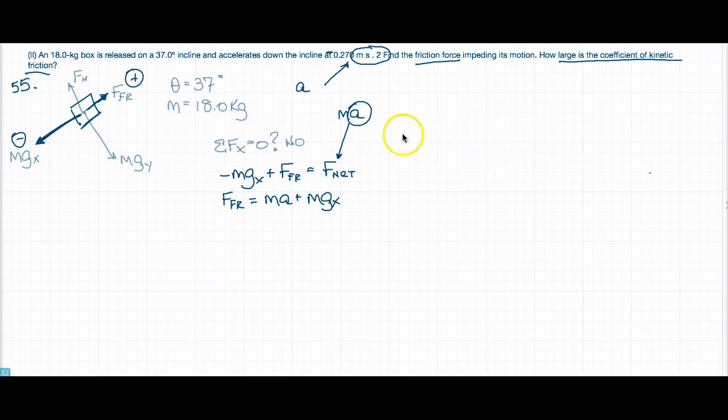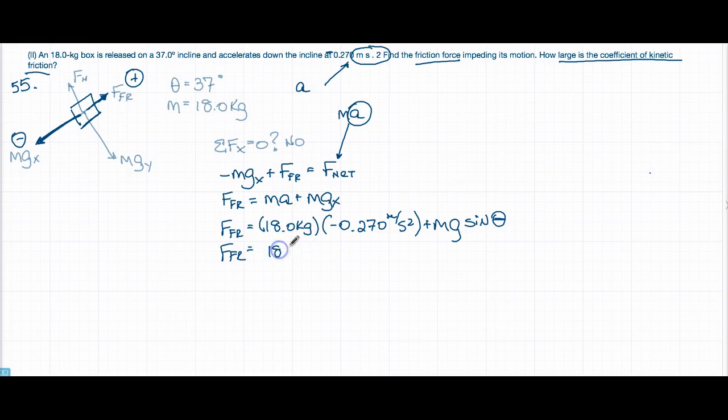All right, so now I can solve for the frictional force. I can substitute in F sub Fr. Mass is 18 kilograms. The acceleration is negative 0.270 meters per second squared. And I'm going to add to that mg times the sine of theta because it is the horizontal component, but it's on an incline, and theta is referenced to the y-axis. So now the frictional force, if I do one more numerical substitution, is going to be 18 kilograms. I should have done this in one step.